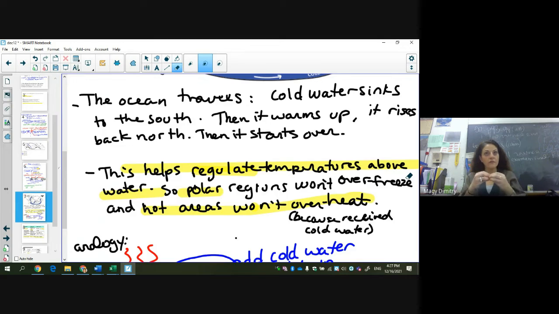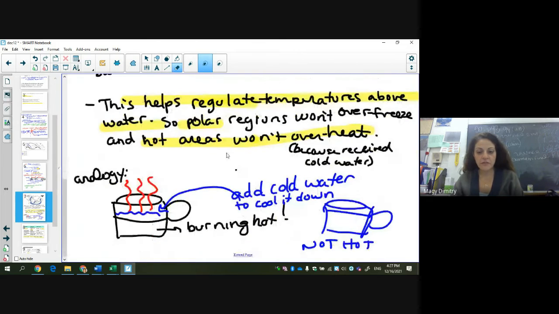If the cold water from the polar area is too warm, obviously it's going to melt the glaciers, which I'll talk about some more when we get to glaciers. This you don't have to write. I was just giving an analogy of what happens on Earth with the water currents.